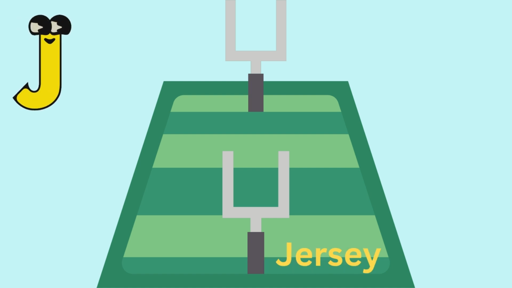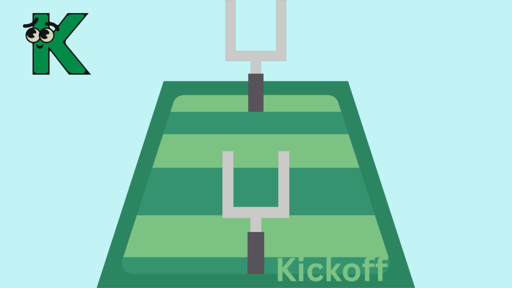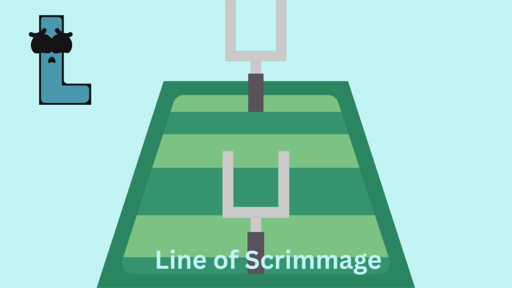J is for jersey. Players wear jerseys with their team's colors, numbers, and sometimes their names. K is for kickoff. The game starts with a kickoff. L is for line of scrimmage. That's where each play begins.